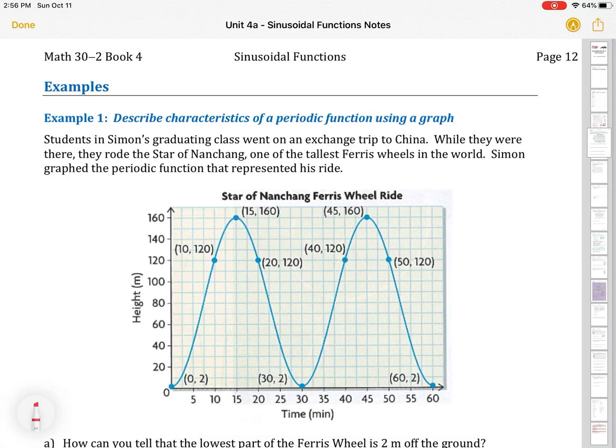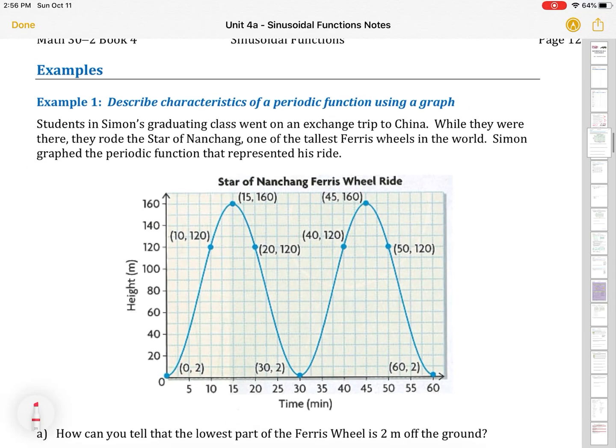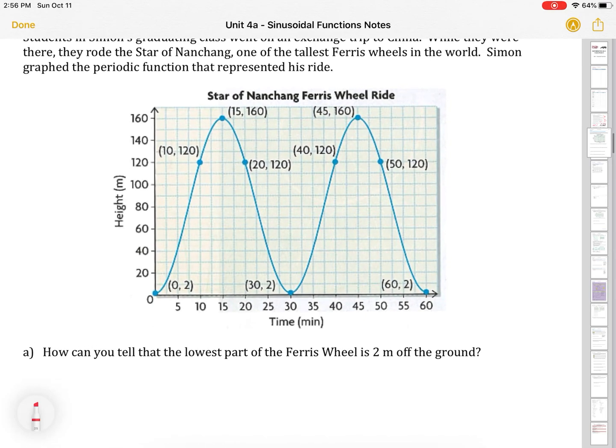Describing the characteristics of a periodic function using a graph. Okay. Students in Simon's graduating class went on an exchange trip to China. That sounds like fun. While they were there, they rode the Star of Nanchang, which is one of the tallest Ferris wheels in the world. Simon graphed the periodic function that represented this ride. So this is the map of his ride.